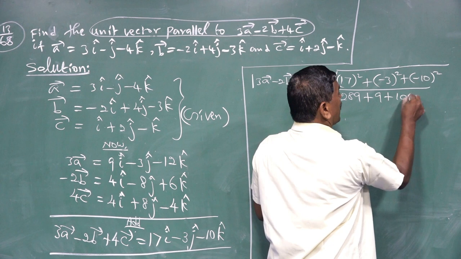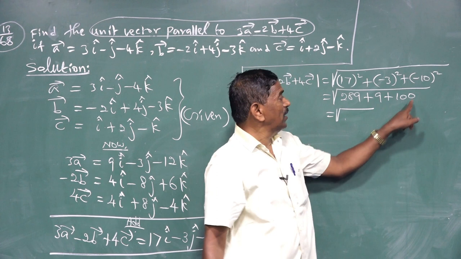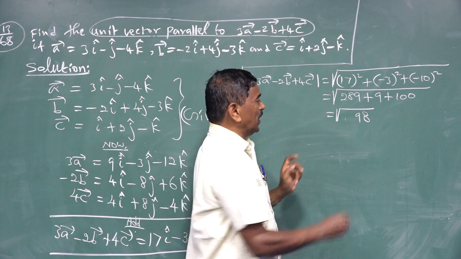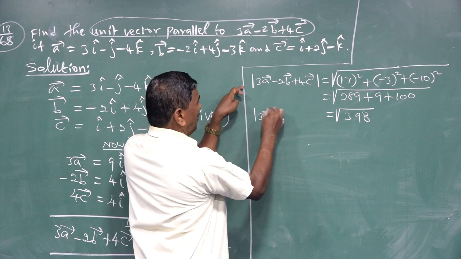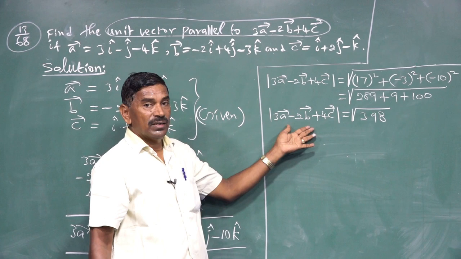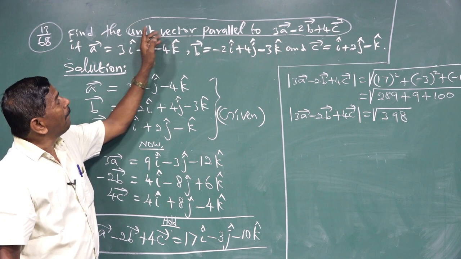Now, what is your total? 9 plus 9, 18. Remainder 1. So 9. Next, third digit: 1 plus 2, 3. Yes, 398. Whose left hand side is the modulus of 3a vector minus 2b vector plus 4c vector. The magnitude of this vector is ready. First we found the total, then the magnitude, then we come to the topic. What is the topic? The unit vector parallel to; write the question.